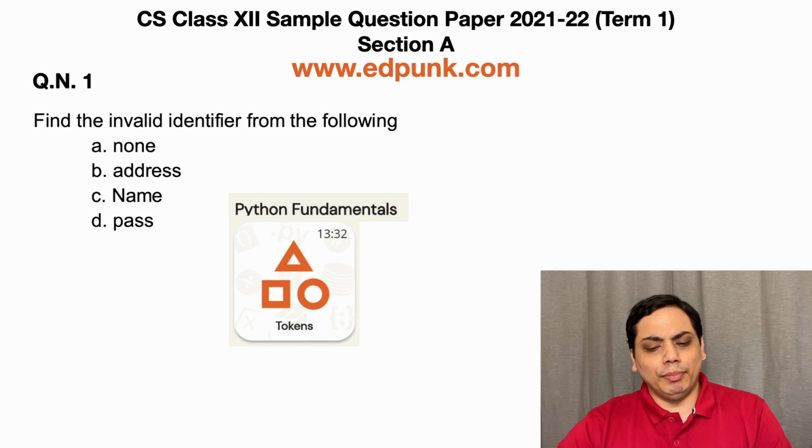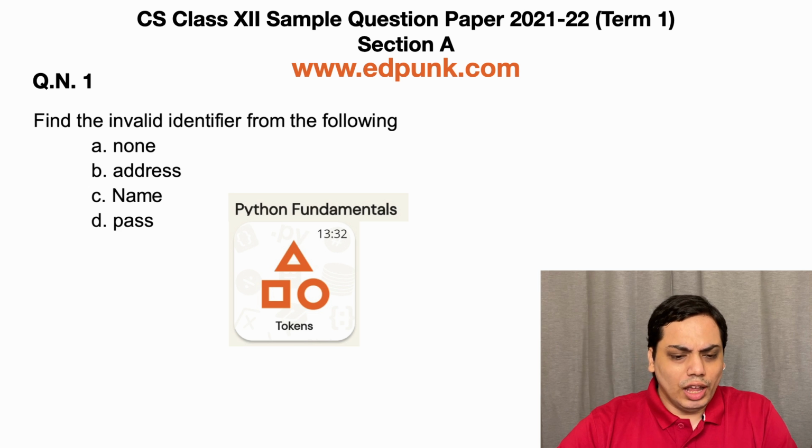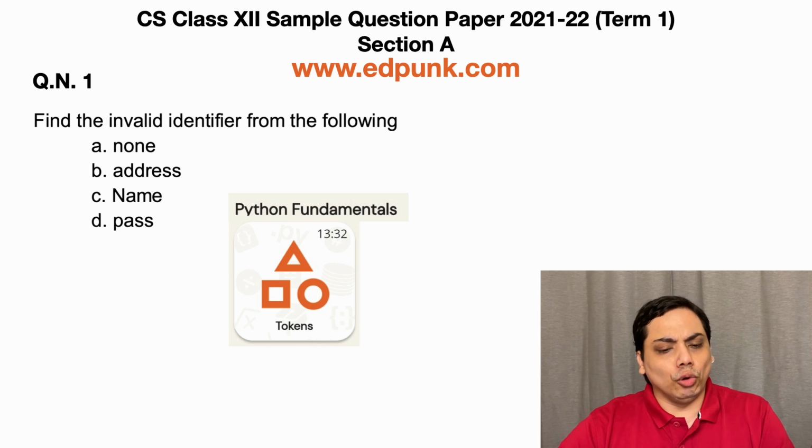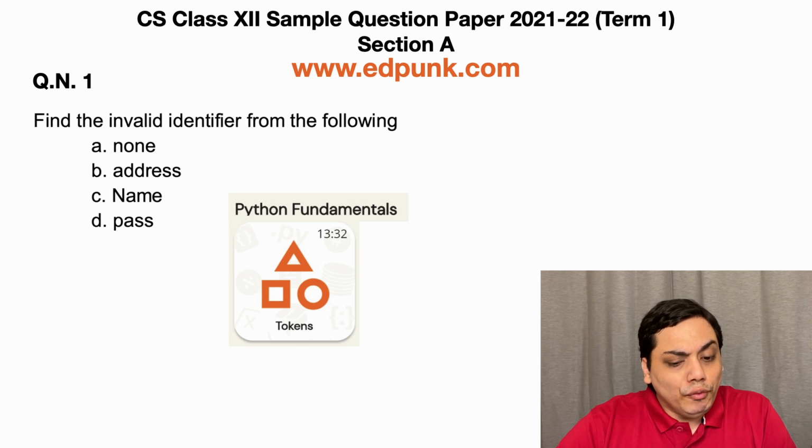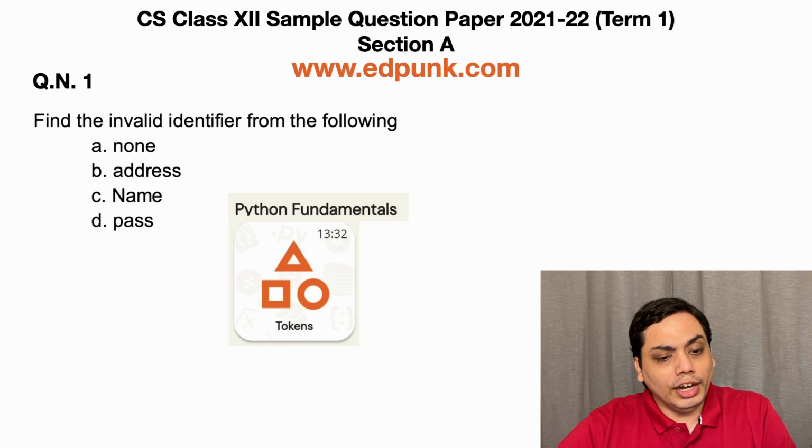Now this question is based on the concept of tokens, which is very well explained in the token video in the app. The option A None is to confuse you with the literal None, but note that N in the literal None is in uppercase, whereas here it is in lowercase. So this none is a valid identifier.